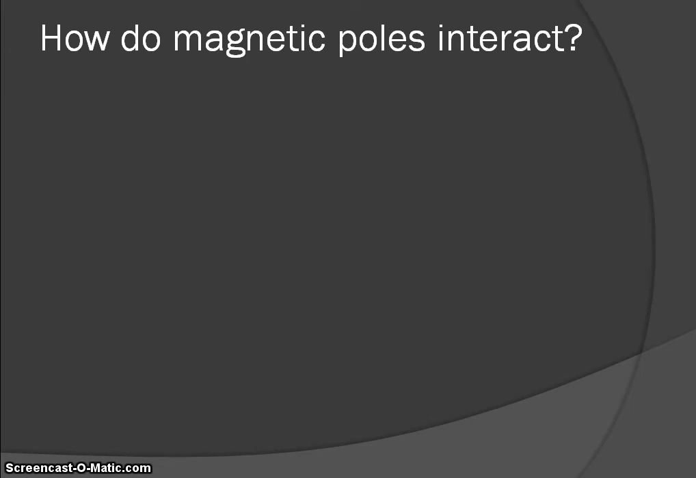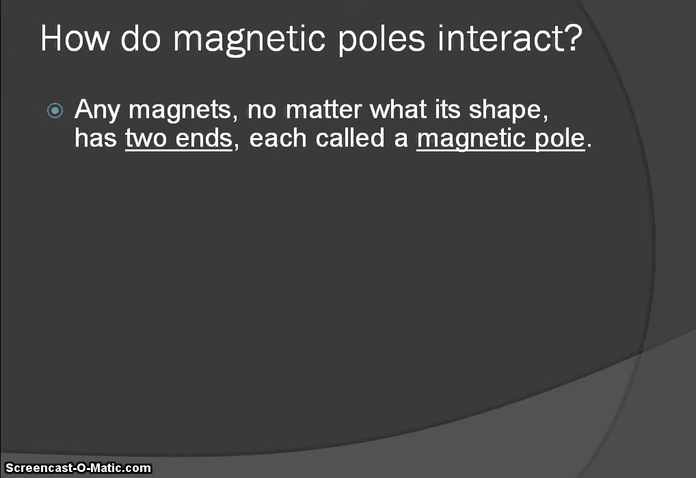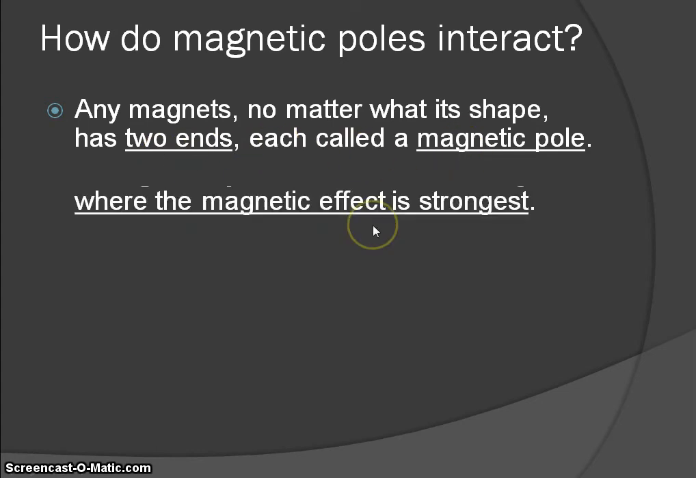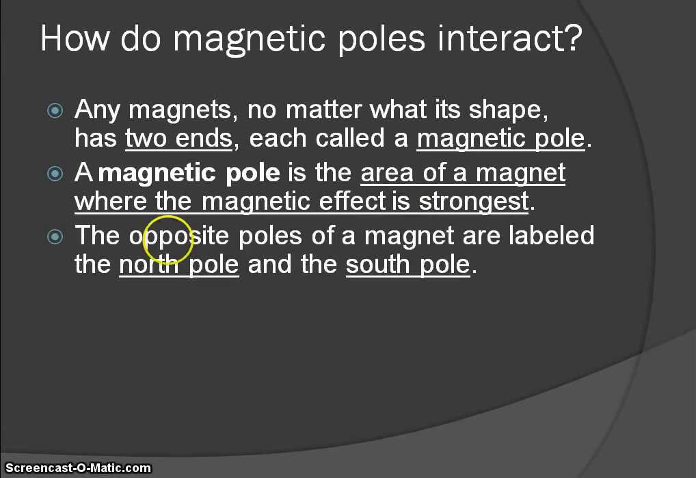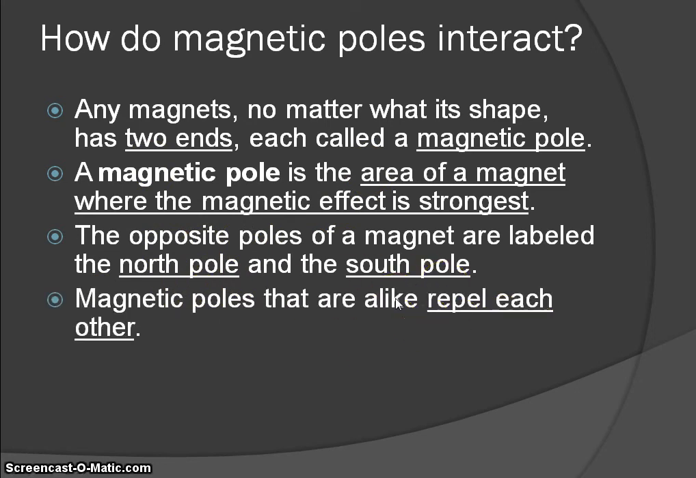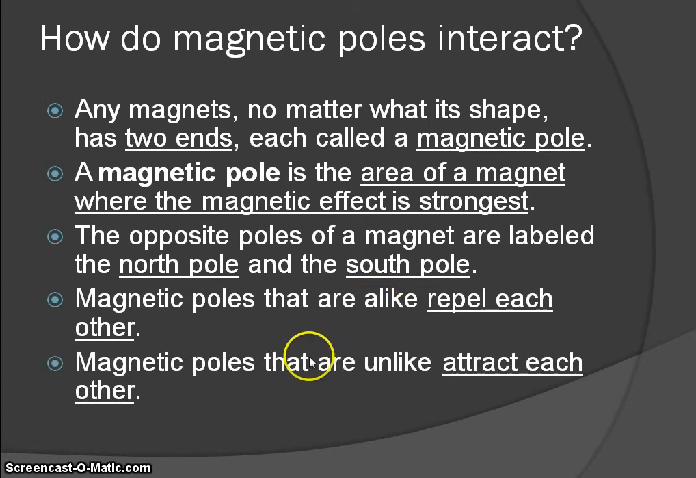And we can make these poles interact by putting them together, and each of these ends is the pole. This is where most of the magnetic effect is, on the ends. It's where it's the strongest. And we have these opposite poles called the North Pole and the South Pole, and every magnet has one of each. If they are alike, they repel, and if they're unlike or opposite, they attract.